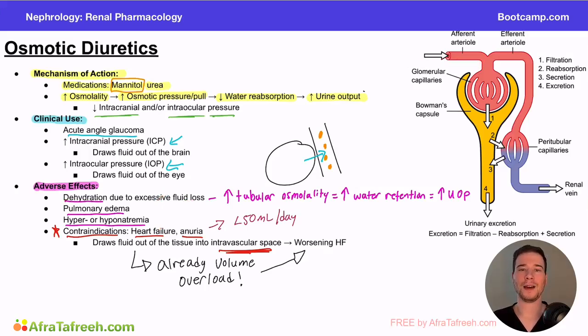And finally, key contraindications are going to include heart failure. Why? Because these patients are already volume overloaded. We don't want to pull more fluid into the vascular system itself. We're compounding a worsening problem. Also, patients who are anuric or are not producing significant amounts of urine. Why? Because these molecules can build up in the body, leading to some of the other adverse effects that we mentioned previously, such as pulmonary edema.